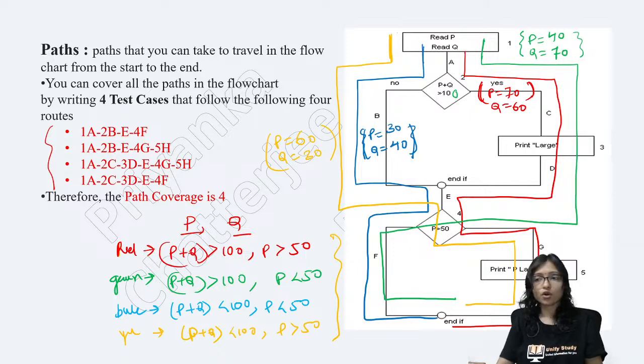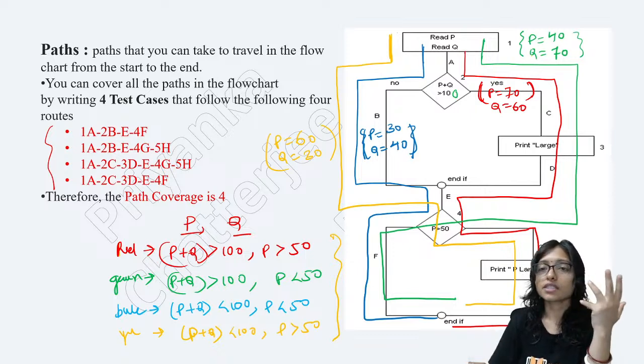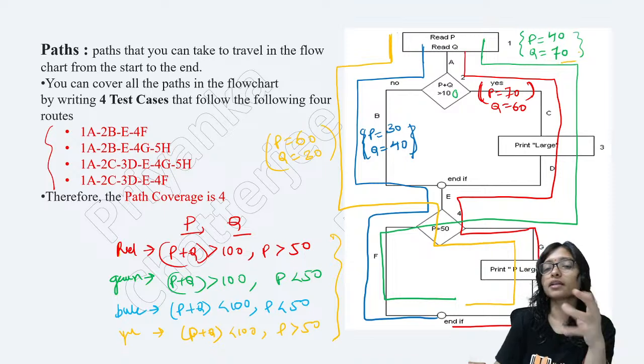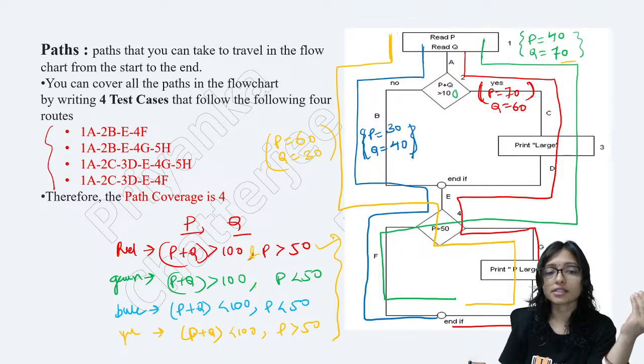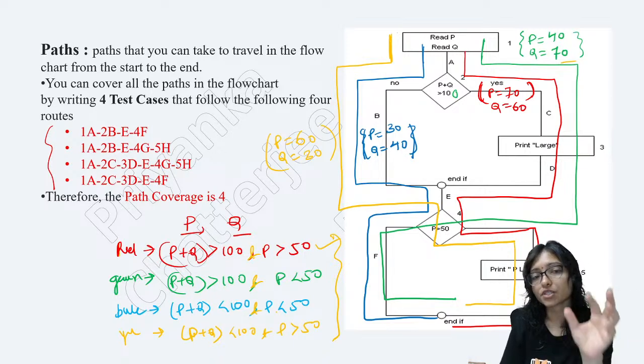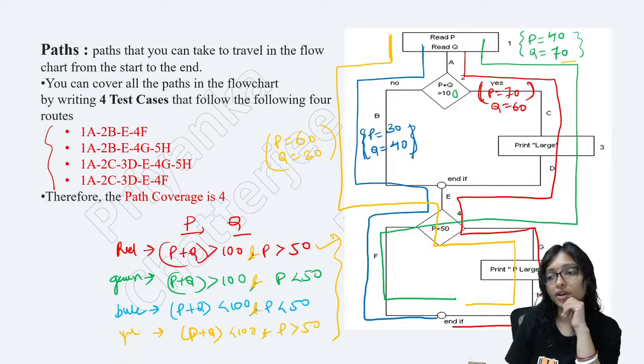There is no other option. So any value, this 40, 70, it's not mandatory. You can take any value which satisfies this condition. These are all AND conditions. Both you have to satisfy. Then only you can cover all the paths. So that's why path coverage is 4.